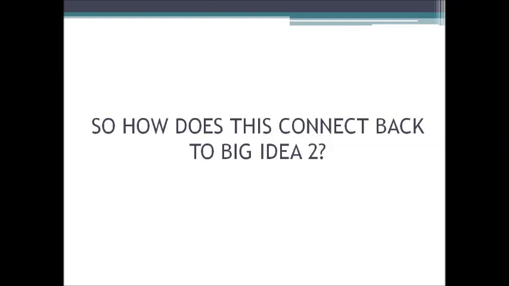So how does this all connect back to Big Idea 2? Biological systems must be able to respond to changes in a system's environment, meaning they must be able to interact with not only biotic but abiotic factors as well. If a biological system suffers any disruptions to their dynamic homeostasis, this could have a deleterious effect.